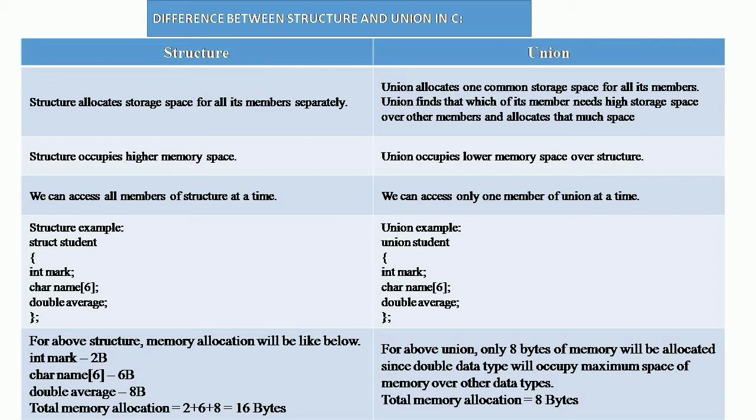Structure definition: a structure is a collection of variables, data items of different data types under a single name. The variables are called members of the structure. Structure is also called a user defined data type. Union and structure in C are the same in concept except for allocating memory for their members. Structure allocates a storage space for all its members separately, whereas union allocates one common storage space for all its members. These are the structure points.